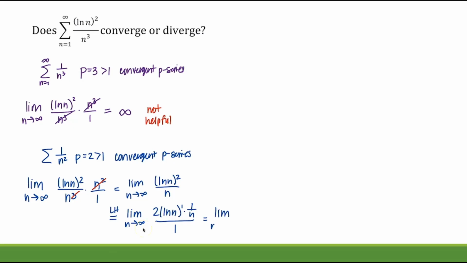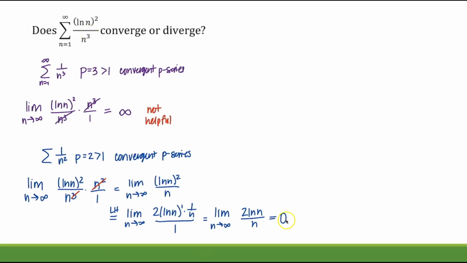The limit as n approaches infinity of 2 natural log n over n. Well, now I'm sure n is a polynomial that grows bigger faster than natural log n, so this goes to 0 this time. This is still one of those special cases because 0 is not a positive finite number. But if we get 0 and we compare to a convergent series, then our given series converges.